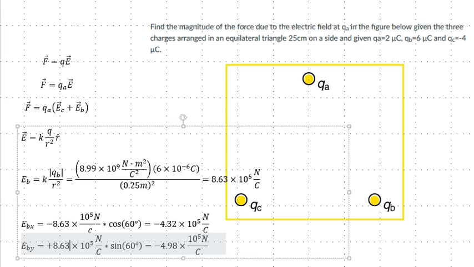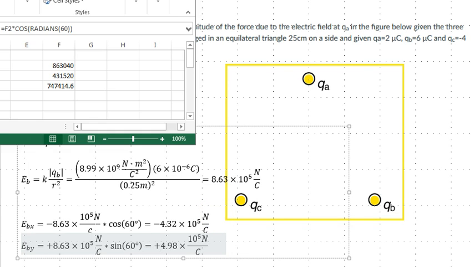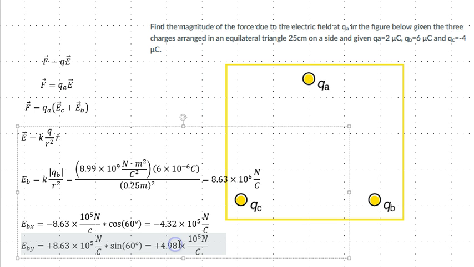8.63. All right. Just going to make this positive out here. Okay. And the number, again, Excel is already 7.47. So this is now 7.47.